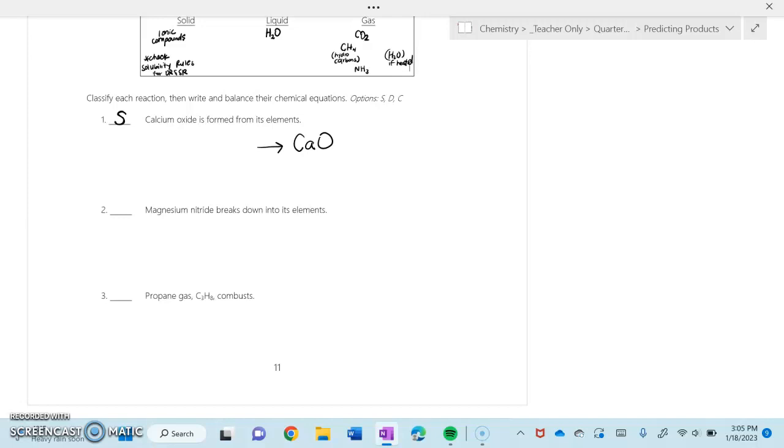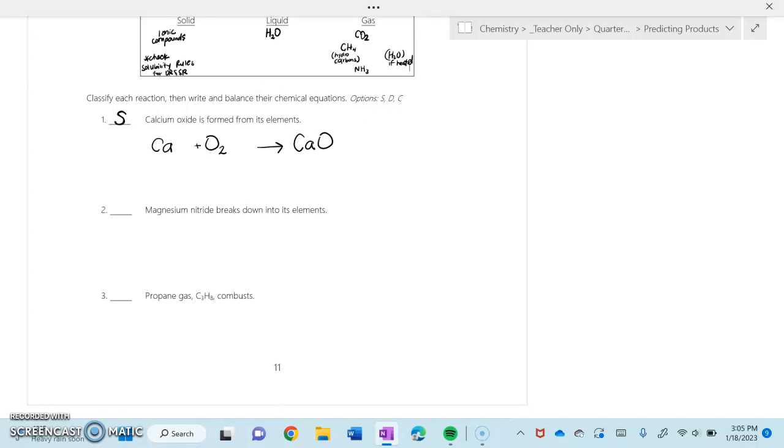And then it's from its elements. So we have calcium and oxygen. Make sure you have the O2 because oxygen is diatomic in its element state. So there's our equation. CaO is the correct chemical formula. If you need to check the charges and do your crisscross method, this would be a 1-to-1 ratio to CaO.